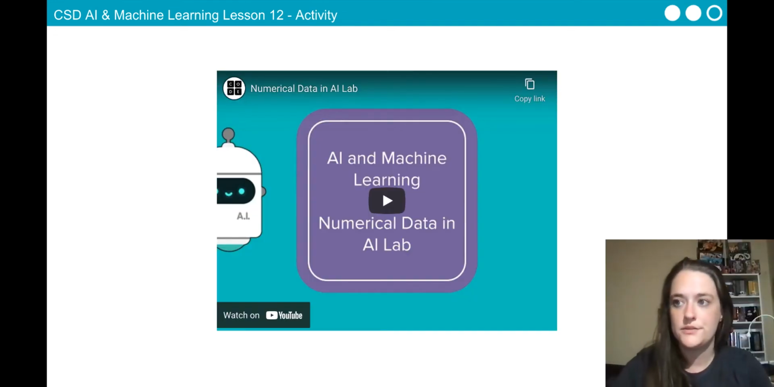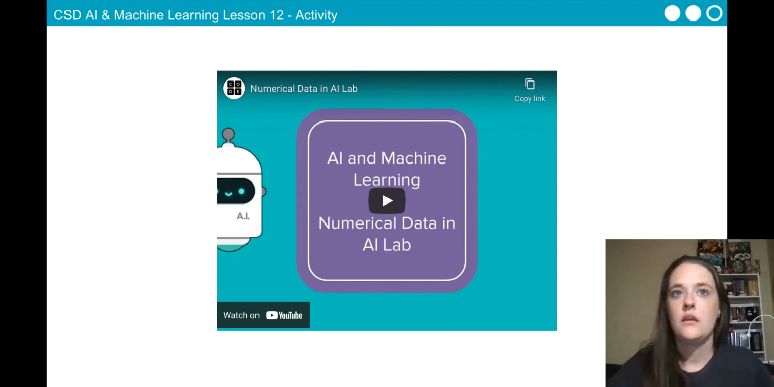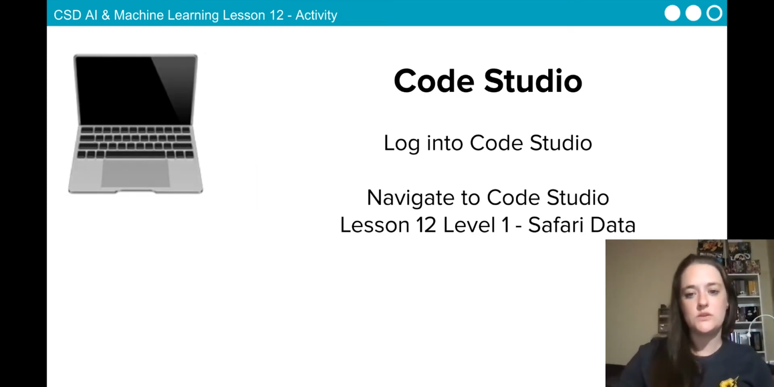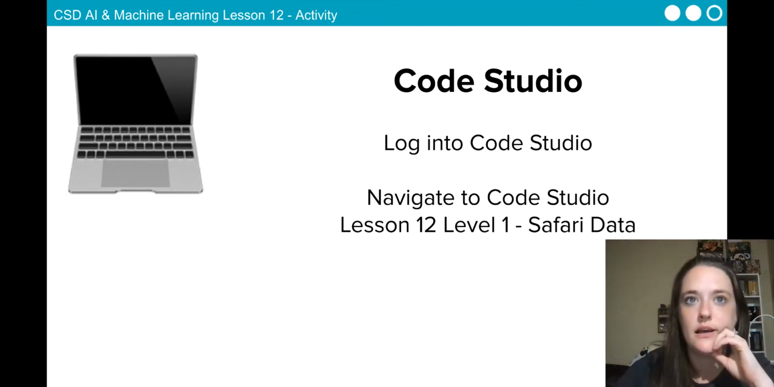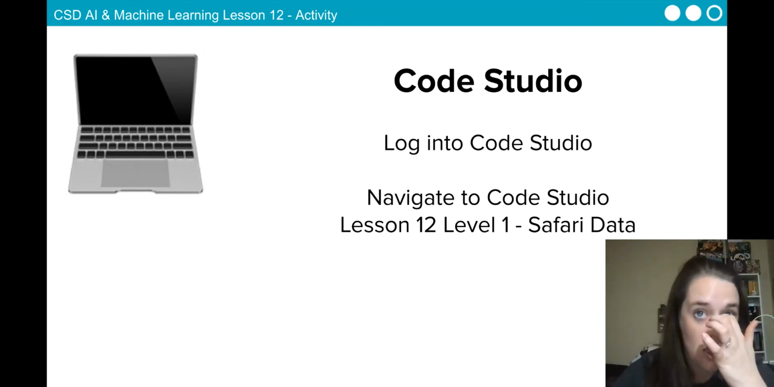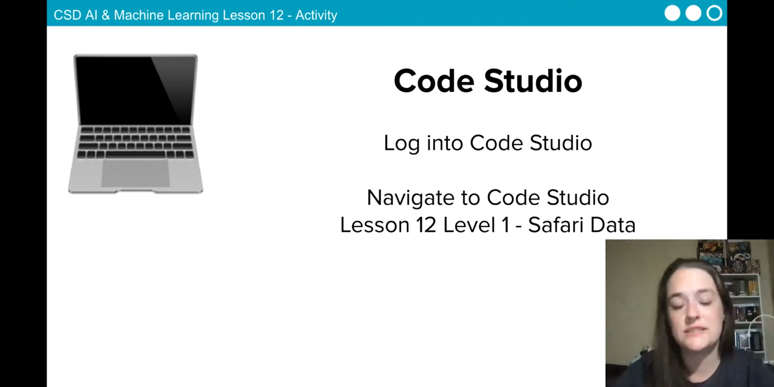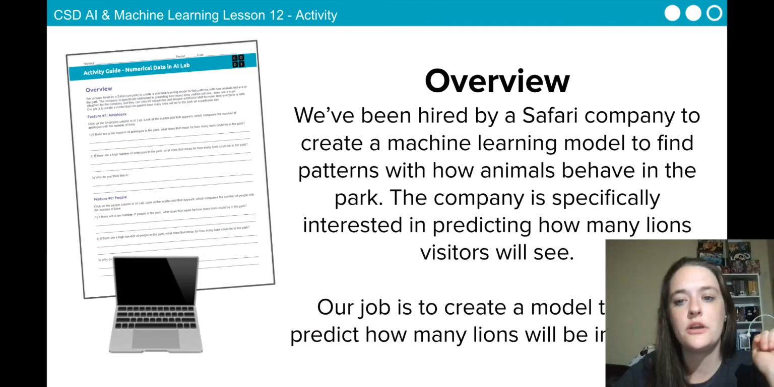All right, so we are going to be going with close enough. Go ahead and go to Code Studio, Lesson 12, Level 1, and look at the Safari data. We will actually spend most of this lesson exploring data in the first panel and recording your results on the activity guide, which brings us to what you will need: the Numerical Data in AI Lab Activity Guide in Code Studio. So let's look at what we're going to be doing.